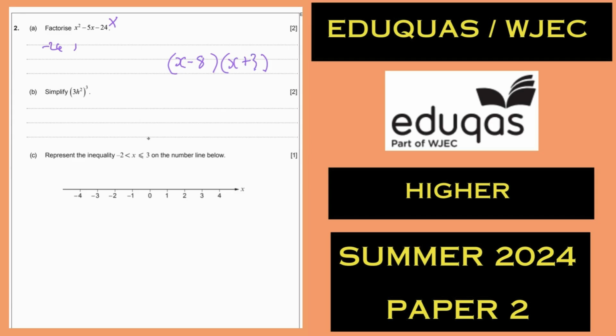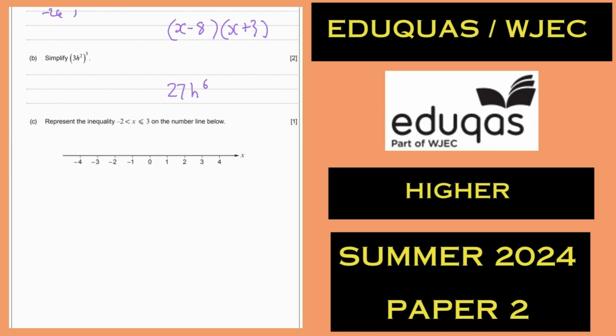Simplify, or in other words, remove the brackets. Do your numbers first. So 3 to the power of 3. 3 cubed is 27. And h squared, all cubed. That's the situation where you multiply the powers.